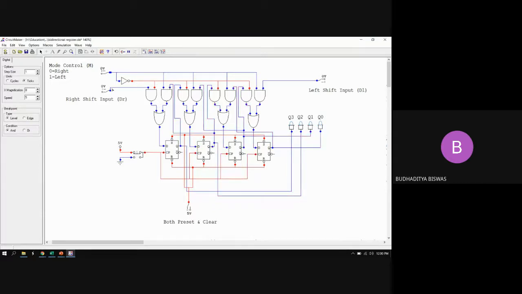So you see, now mode control is connected to 0. If the mode control is connected to 0, and if I want to store the data towards the left direction, then I can't, because mode control 0 means it will shift the data towards the right. So we have to give it here. But here you see, I now connected to 1. This one, the left input, is connected to 1.